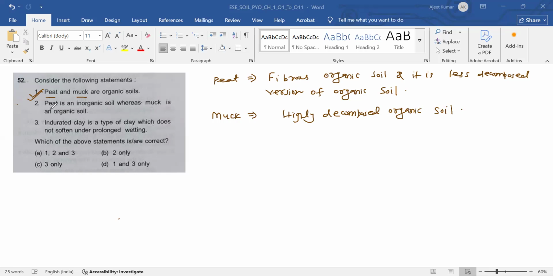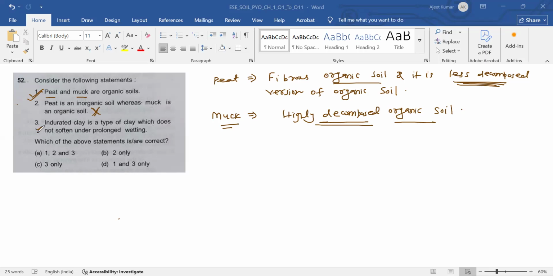Okay. So the statement that peat is an inorganic soil, whereas muck, this is a wrong statement. Peat and muck both are organic soil, and the only difference is that peat is less decomposed, and muck is highly decomposed organic soil. Both are organic soil. Okay. Second statement is wrong. Third, indurated clay is a type of clay which does not soften under prolonged wetting.